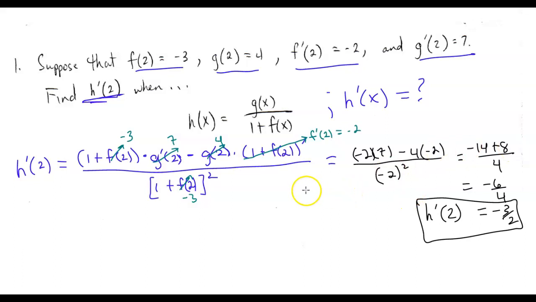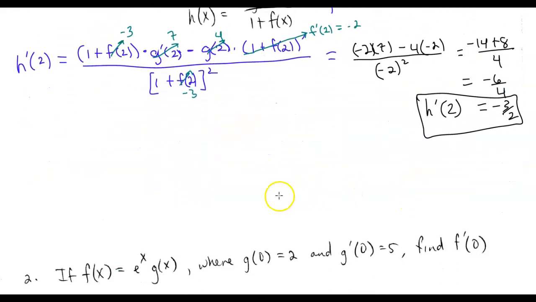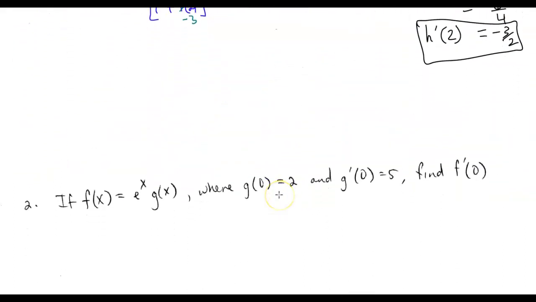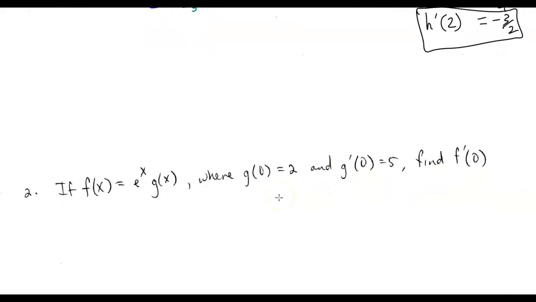All right, so for our last example, something kind of similar. So we're given that f of x is the product of some function g of x that we don't know explicitly, and e to the x. But we do know that we have the point 0, 2 on its graph. And we also know that the instantaneous rate of change of that function is going to be 5 at this particular point 0, 2.